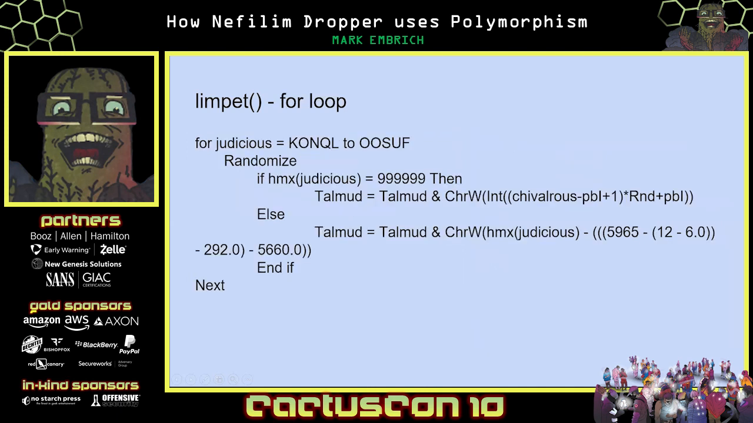Now, let's take a look at the for loop that follows. Remember that KON and OOS are the start and end of the array. So we're looping through the values of the passed in array.